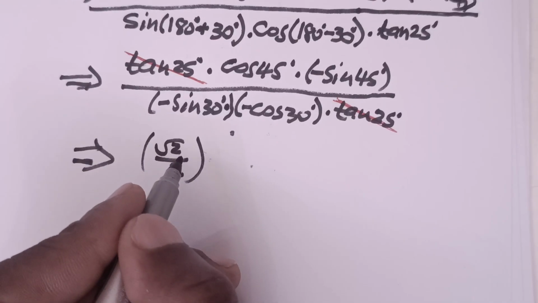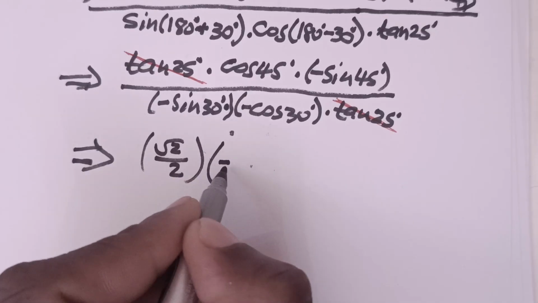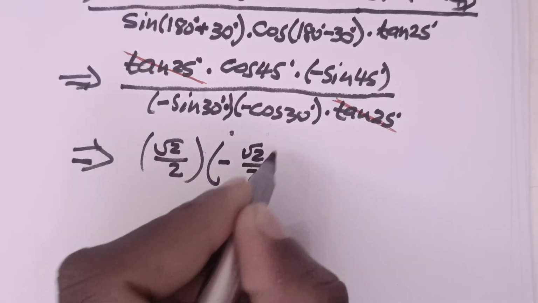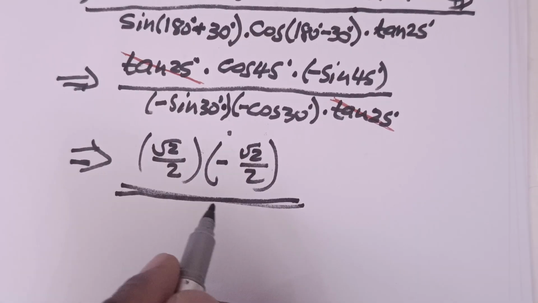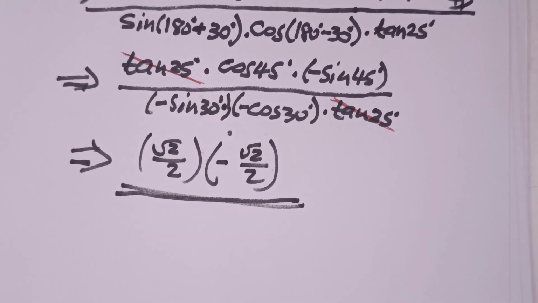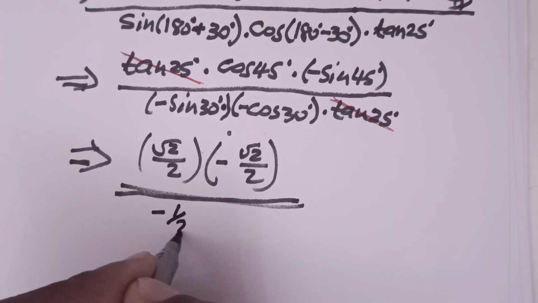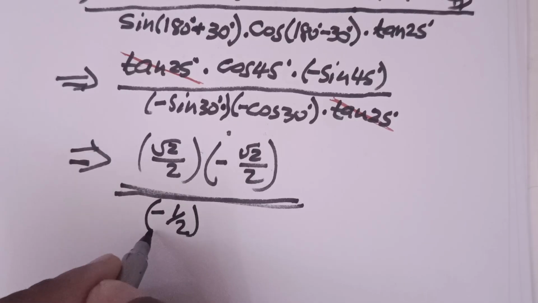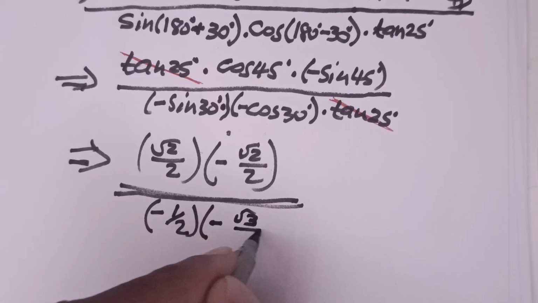The minus sine of 45 is minus root 2 over 2 as well, all divided by the sine of 30. The sine of 30 is half, so minus half. And if the sine of 30 is a half, the cos of 30 is root 3 over 2, so a minus root 3 over 2.